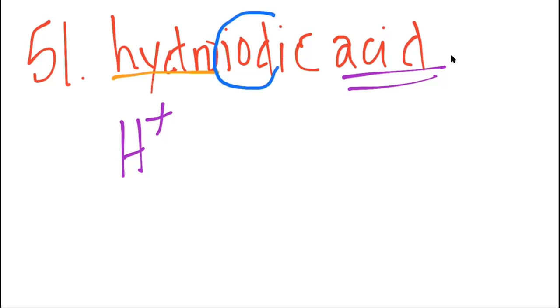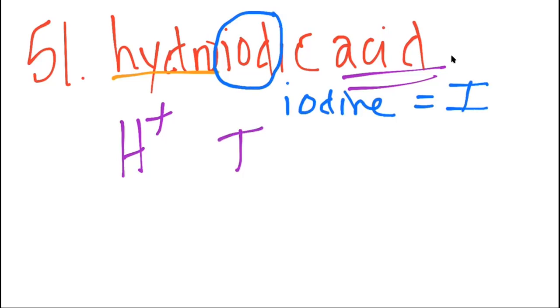So since it's hydro, we know it's going to be a nonmetal, and we're looking for the one that would start with IOD, which would be iodine, which is a capital I on the periodic table. So on your periodic table, you would need to look at what group or family iodine is in to know its charge.